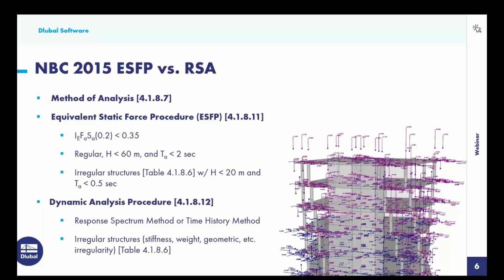Now, for anything else, then we would refer to the dynamic analysis procedure given in 41812. And within this section, we are given two different methods, the response spectrum method or the time history method. So we'll be focusing, of course, on the first method for today's presentation. Now, this should be applied to irregular structures. And again, we refer to this table 4186 that gives us some guidelines on what exactly is an irregularity, and this might include stiffness, weight, or geometric irregularities.